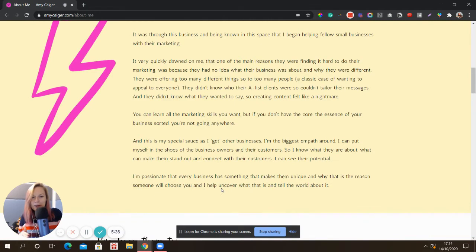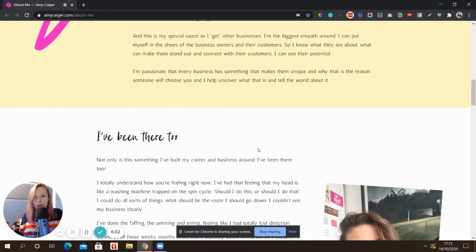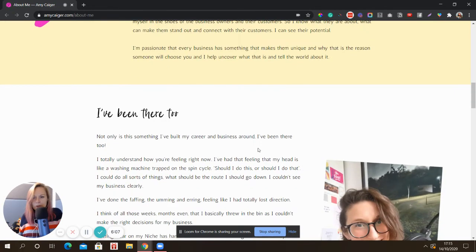And then what I love about Amy is that she sprinkles in little bits of herself throughout the page. So here she says, I'm the biggest empath around. I can put myself in the shoes of the business owners and their customers. So she's talking about herself as a person, her personality is something that lots of people will be able to relate to. But she's also incorporating that into explaining how that's a strength in her business and how that makes her better able to deliver the service that she delivers.